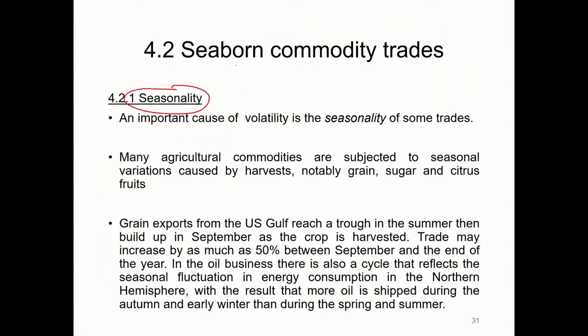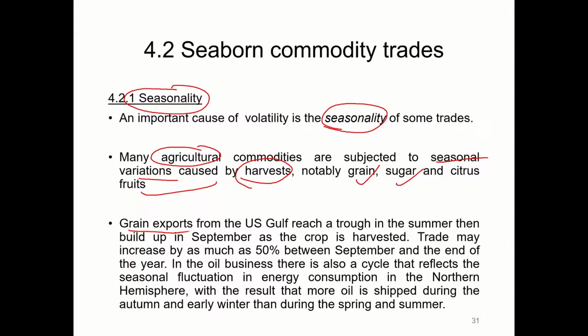So we'll start with the first one, seasonality. Some commodities are affected by seasons, especially agricultural products. They are subject to seasonal variation because of the time of their harvest. These might include grain, sugar, citrus fruits. We can only harvest them during a particular month or period of the year, and only during this period will there be a sharp increase in maritime transport for these products.